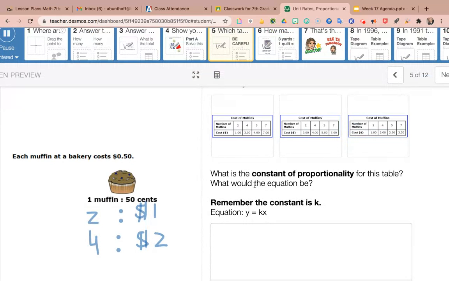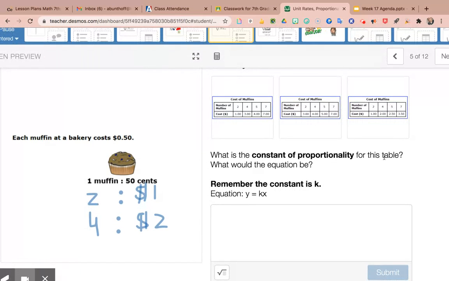Next, it says, what is the constant of proportionality for this table? What do I multiply the number of muffins by to find the cost? Remember, the constant of proportionality is the same as the unit rate. So I want to know, what does K equal? What do I multiply the number of muffins by to get cost? If you don't know, you can do the cost, the bottom, divided by the top.